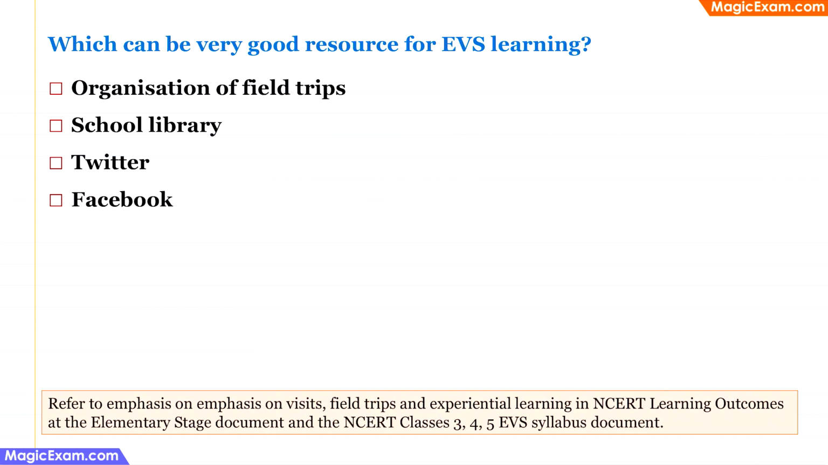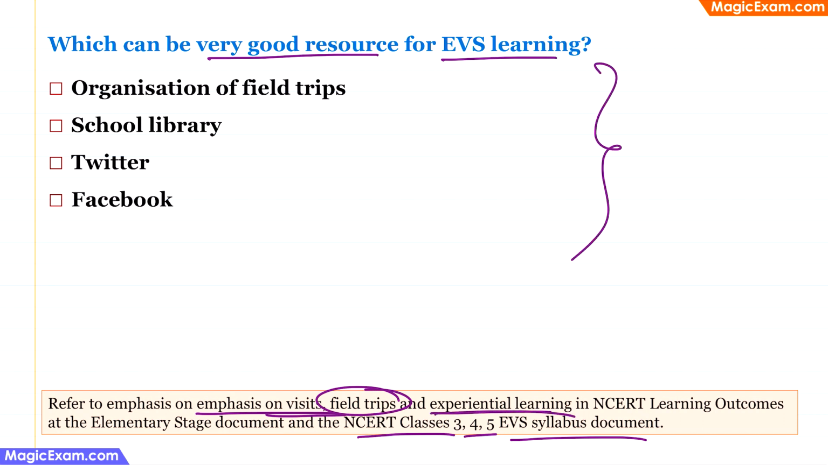Which of the following are very good resources for EVS learning? Now, if you refer to the NCERT class 3, 4, 5 EVS syllabus document, it repeatedly talks about the importance of visits, field trips, and experiential learning. Right? Therefore, that should help you identify which is the correct answer. And even if you just look at the answer choices, Facebook is definitely not a good resource for EVS learning. Eliminate. Twitter, again, absolutely not.